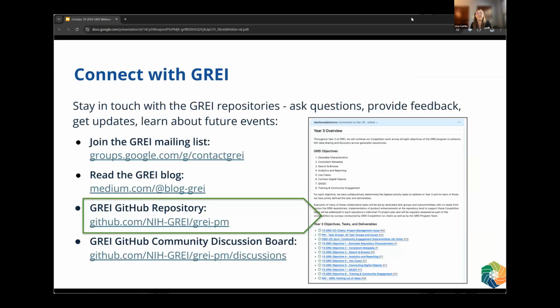Next slide. And then if you want to connect with us in other ways, we have a mailing list, a blog, and we also have recently launched a public GitHub repository, and that has a discussion board where you can give direct feedback to us on different things. So if you have a lot of thoughts on what GREI is up to, feel free to check that out and share your thoughts. And then finally, last slide here.